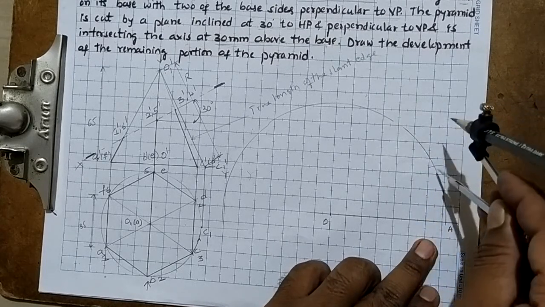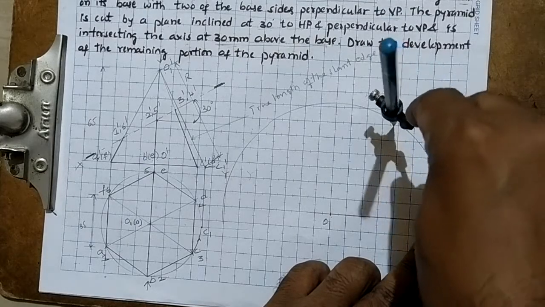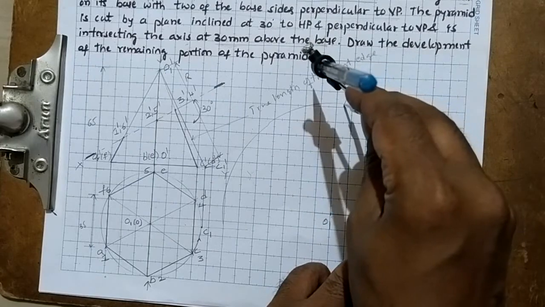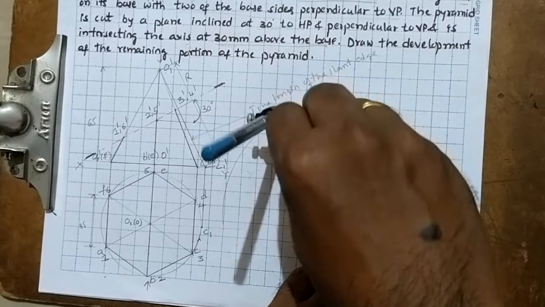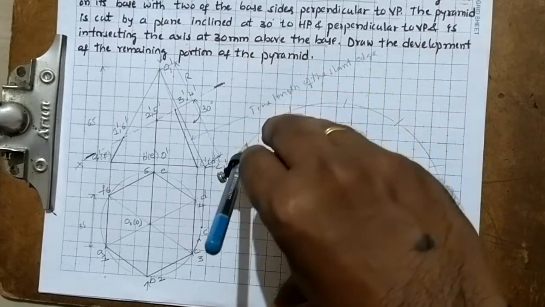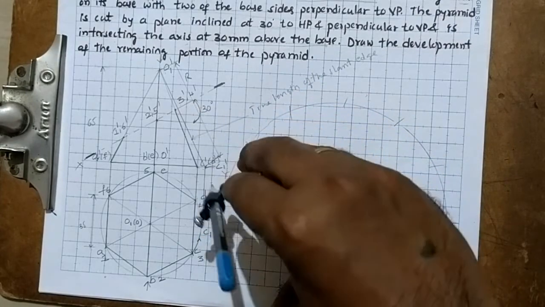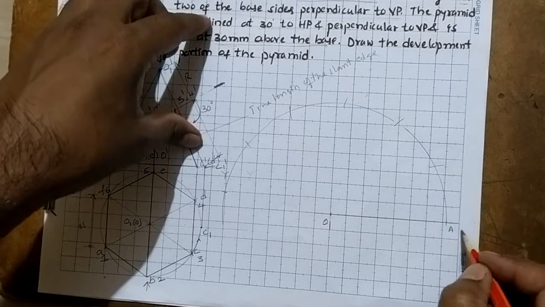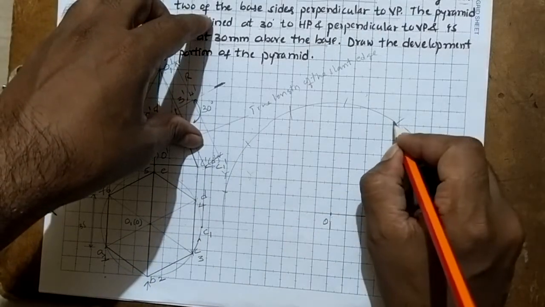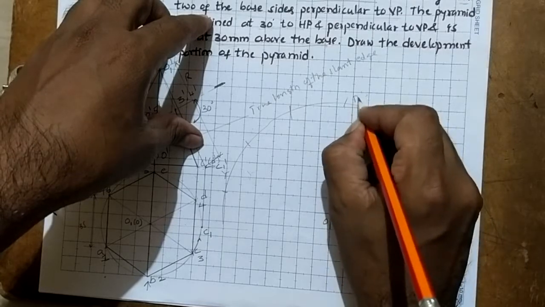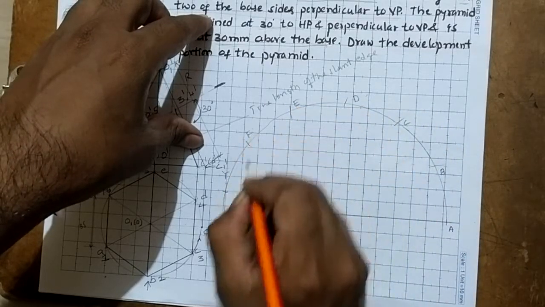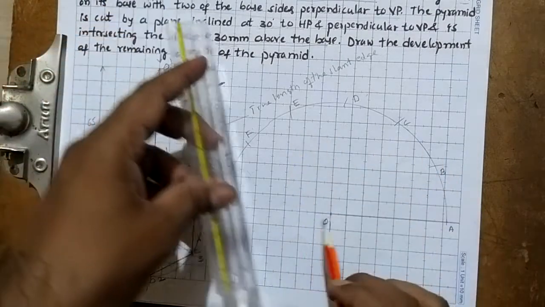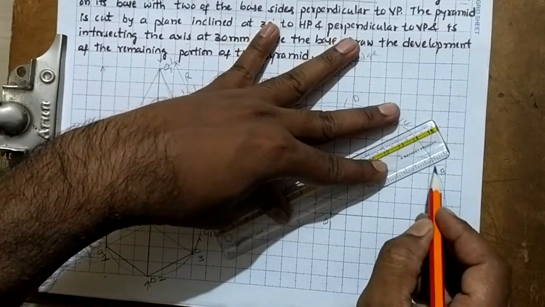Cut successively, see like this, B, C, D, E, F, then again A. Now I will name them A, B, C, D, E, F, again A. You join all the points to O1.